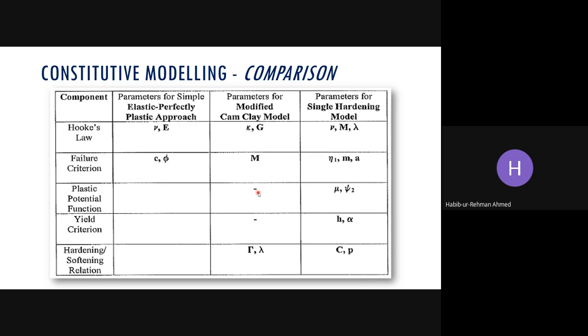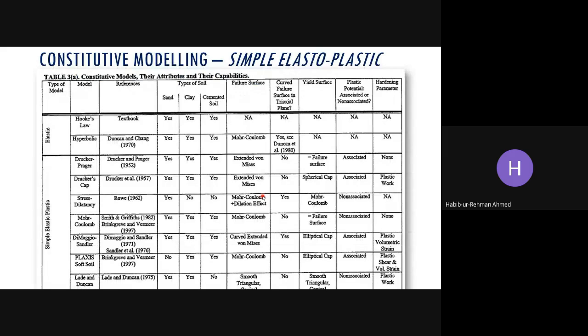Okay, so in this respect, I think this can be given as a handout to you: the comparison of different kinds of models. In this one, I have a list of simple elastoplastic models I mentioned to you, and you can see many models over there. You can see even Mohr-Coulomb, Plaxis soft soil, Lade and Duncan, Drucker's cap model, stress dilatancy density, and hyperbolic model. In the elastic range, I showed you Hooke's law and the hyperbolic model.